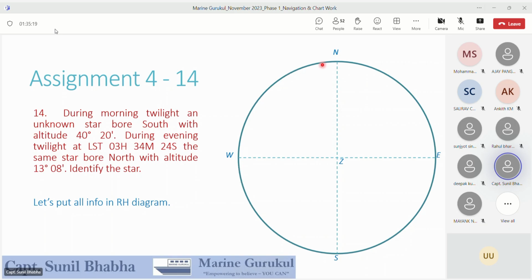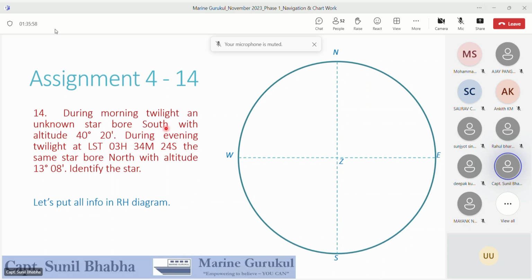Now let's put all the given information in this particular diagram. They have told us that during morning twilight, the star was bearing south. South bearing in this diagram is represented by this line ZS. ZS represents south bearing. The point S is on the rational horizon with altitude 0. The point Z is the zenith of the observer with altitude 90. So our star was bearing south, which means it has to be somewhere on this line ZS.